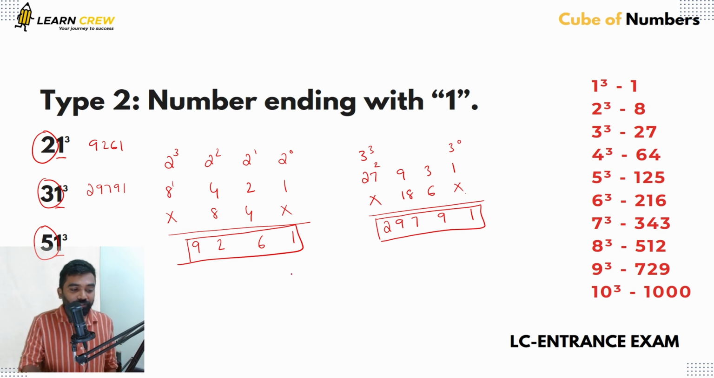Next, 51 cube starts with 5 cube, goes up to 5 power 0. 5 cube is 125, 5 power 0 is 1, in between it is 25 and 5. Omit the first and the last numbers, multiply the middle numbers by 2, this becomes 50, this becomes 10. This becomes 1, 5 plus 10 is 15, 5, carry 1, 75, 76, 6, 7, this becomes 132, 1, 3, 2, 6, 5, 1. This becomes the answer for this.